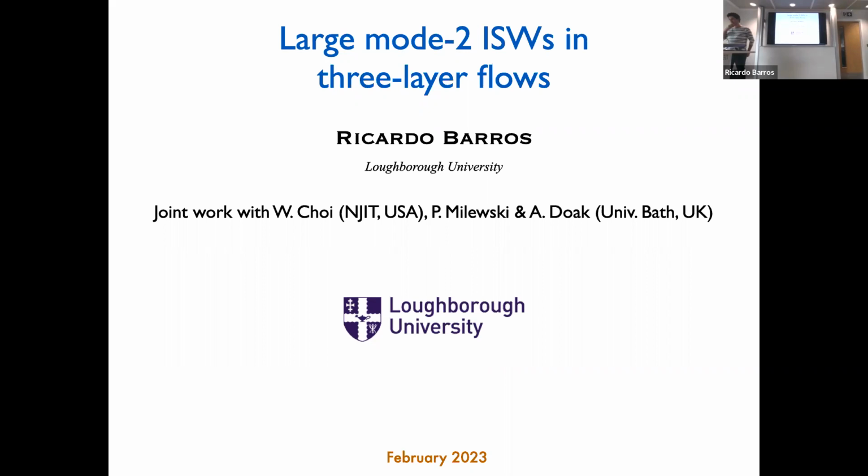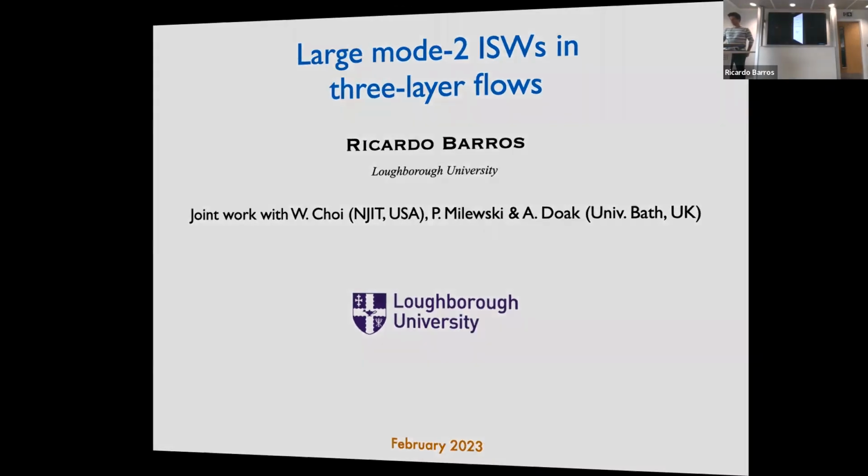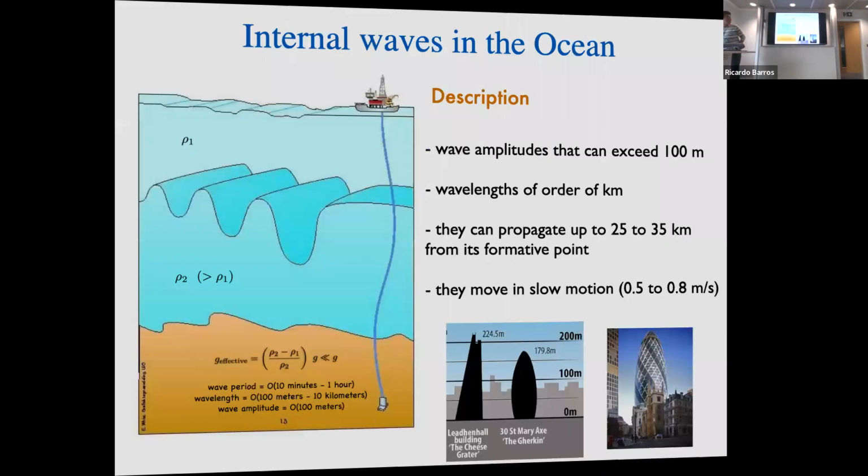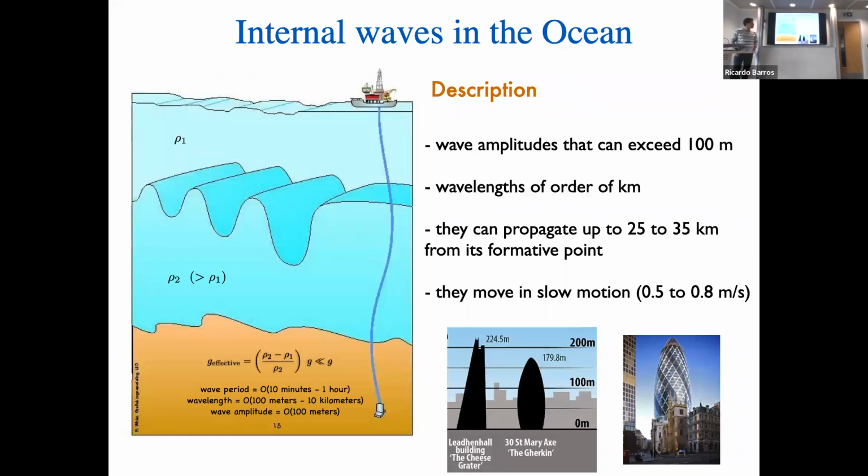So as Thomas has said, I will talk about internal solitary waves in an idealized situation where the ocean can be described by a three-layer flow. Okay. So for those of you who have never heard about internal waves before, these are waves that are not basically at the free surface in the ocean, but they are underneath.